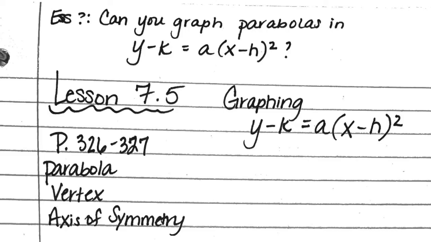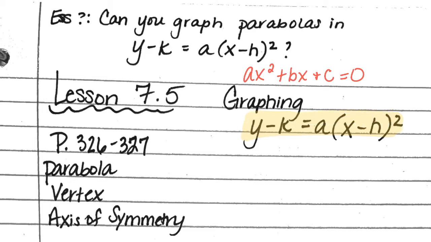All right, let's look at this graphing. We are working with quadratics, and you know quadratics is ax squared plus bx plus c is equal to 0. Now we're looking at them in a different form, and this is y minus k is equal to a times x minus h quantity squared.